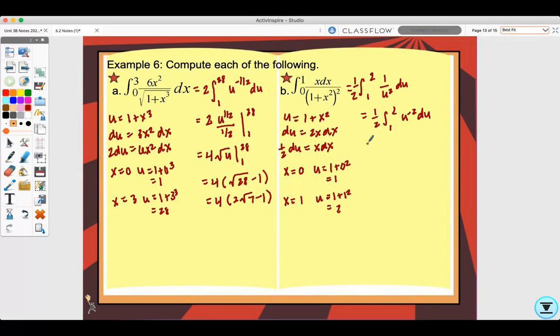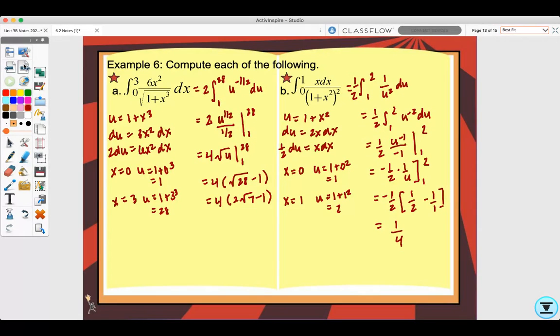Add 1 to the exponent. I have 1/2. That would become negative 1, so we would have u to the negative 1 all over negative 1 from 1 to 2. This would equal negative 1/2 times 1 over u from 1 to 2. So we're going to go ahead and plug in, with this negative 1/2 we can have on the outside. I'm going to plug in my 2, and I'd have 1/2 minus 1 over 1. And this would equal 1/4.